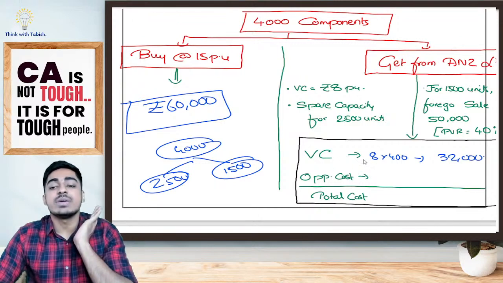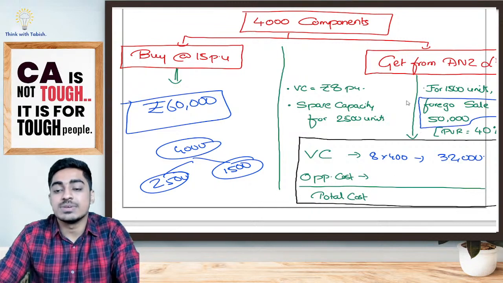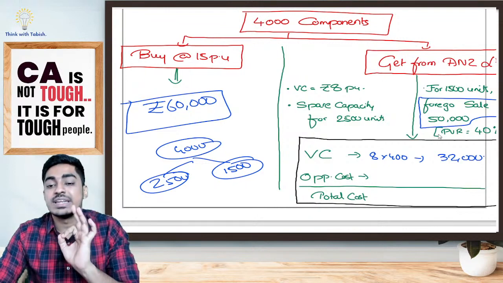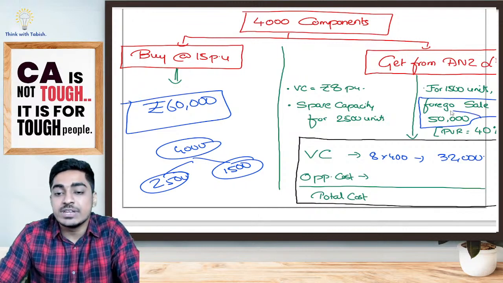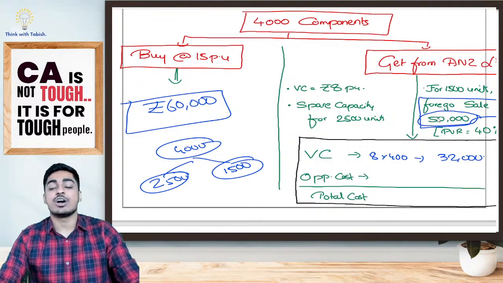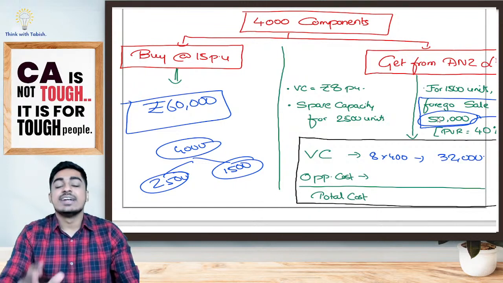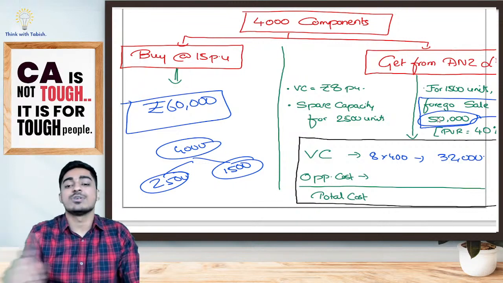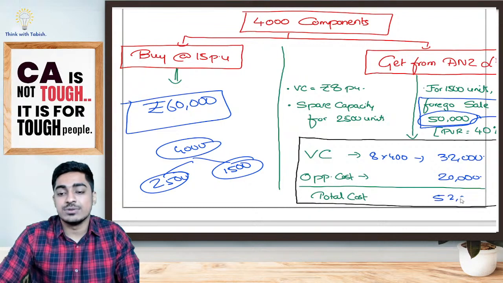If we need to buy from ANZ, ANZ has to forego an external sale of 50,000 rupees. Whatever sale it is making outside, that it has to forego. So we are telling, if you want the component, we'll have to sacrifice this external sale of 50,000. If we sacrifice this sale, how much contribution will we get? 50,000 into 40 percent, 20,000 contribution. Otherwise, we would have got that; we are sacrificing because of you. So that also we will recover, this is our opportunity cost. So total cost is 52,000.